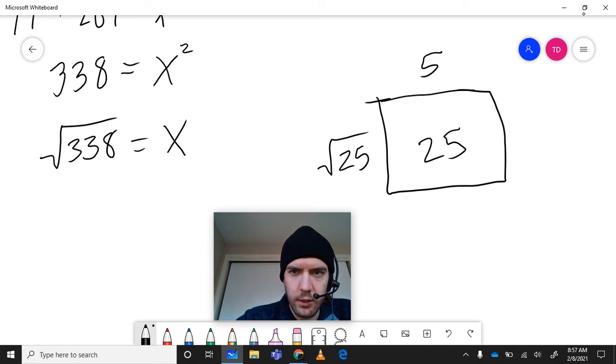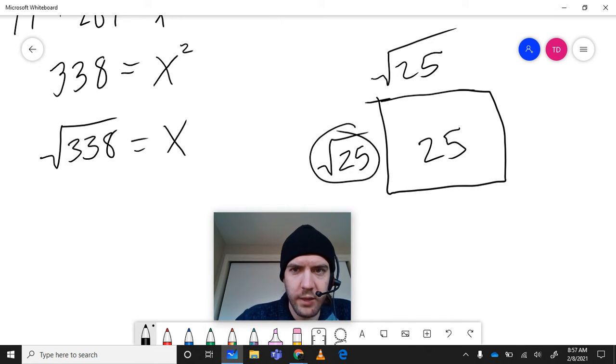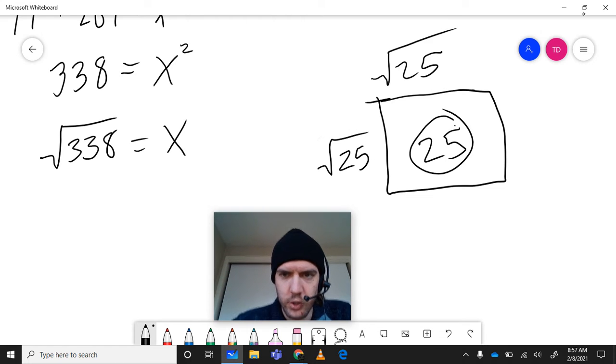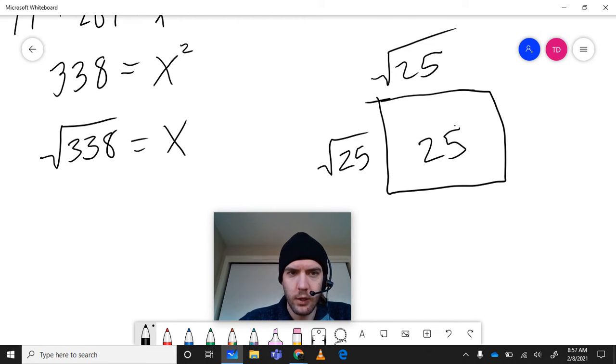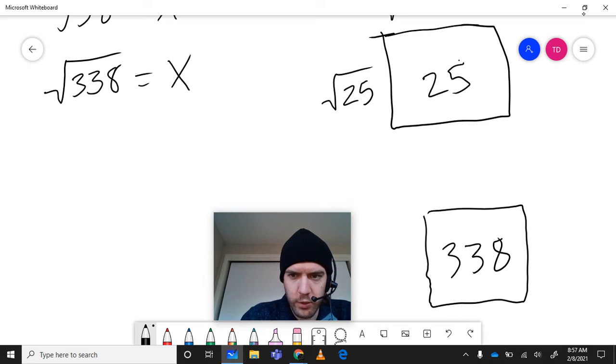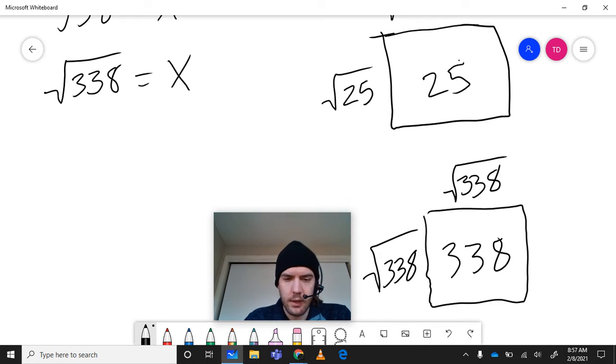So if I write it in this way, square root of 25 times square root of 25, what that means is that when you multiply this thing by itself, the square root symbol goes away and you're just left with the 25. So for our example, we have the square root of 338. What the square root of 338 is, it's the length of the side of a square that has the area 338.